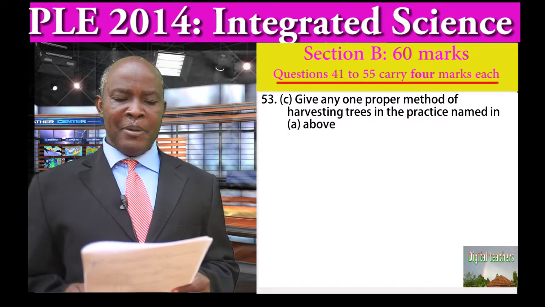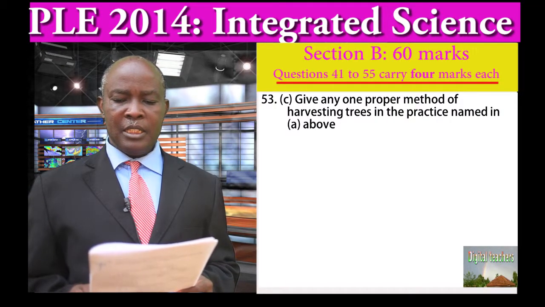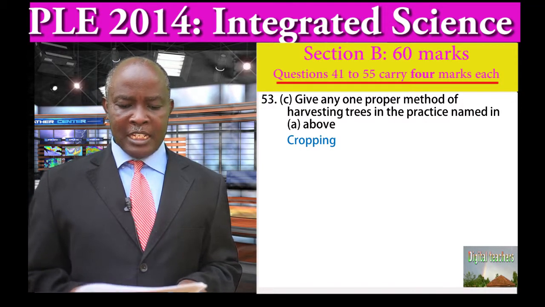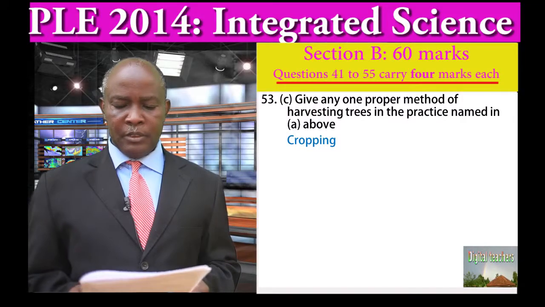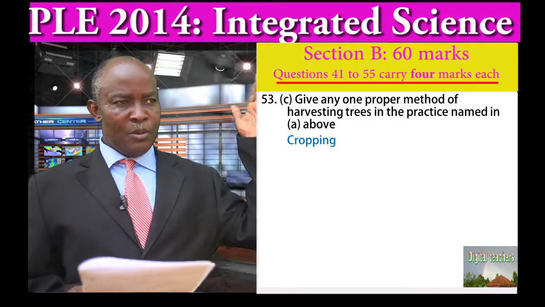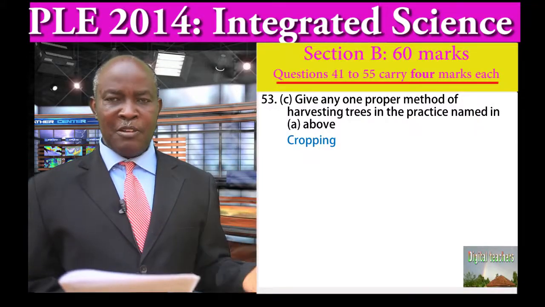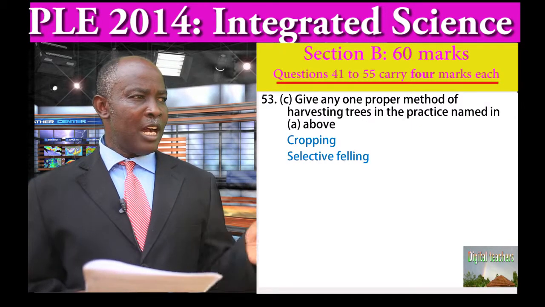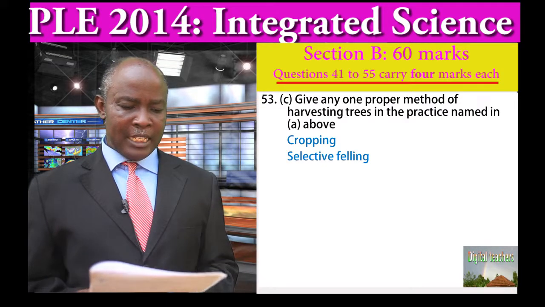Give any proper method for harvesting trees in the practice named above. That is by cropping. You cut out branches and you can use those for firewood. Or by selective felling. You cut out a few trees, you leave others.